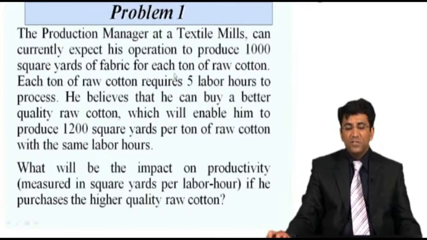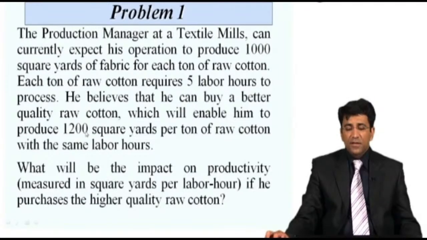Now students, what is 1000 square yards of fabric? This is actually the output. It requires 5 labor hours to process. So 5 labor hours is your input. That is, the labor hours will be taken as input. He believes that he can buy a better quality raw cotton, which will enable him to produce 1200 square yards per ton of raw cotton with the same labor hours.